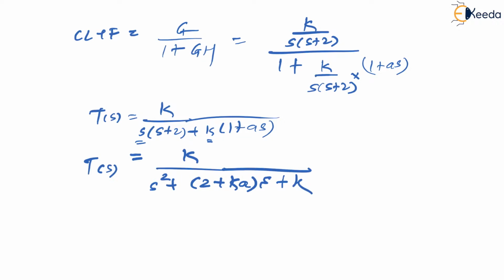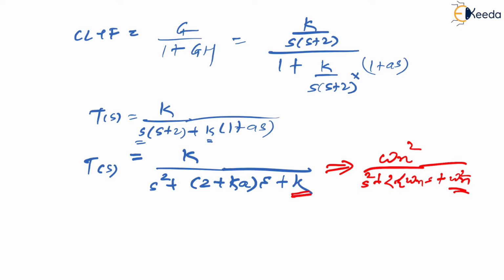Now I will tell you one thing. Is this the same as our standard second order system form? Let us see. What is our standard second order system? It is omega n squared upon s squared plus 2 zeta omega n s plus omega n squared, correct?